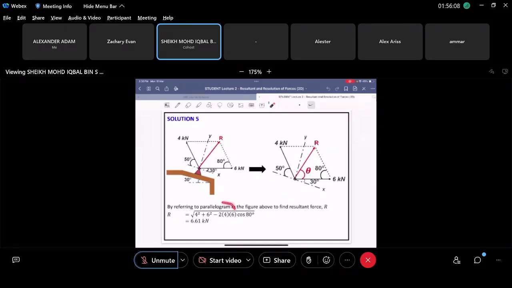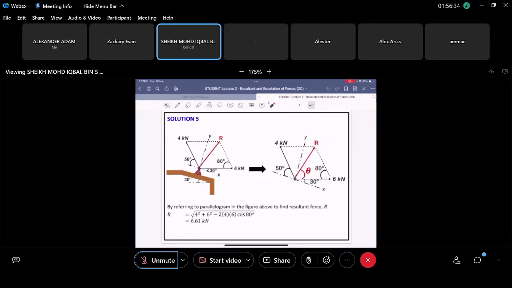Because for the formula part, it's already given, right? The formula is already there, cosine or sine rule. Which formula to use? It depends on which values you have at this particular free body diagram. If you have sufficient values to use sine rule, use sine rule. If you have sufficient values to use cosine rule, use cosine rule, right? The formula is already there. The only hard part is to calculate the angle here.